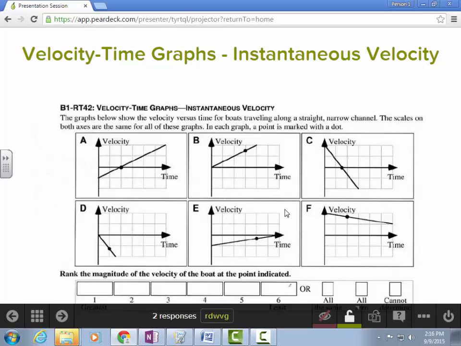It's asking the magnitude of the velocity. Be careful. Be careful. All right. 15 seconds. Be careful. Notice what graphs these are. 5 seconds. 4, 3, 2. Not many people answered. That's okay.